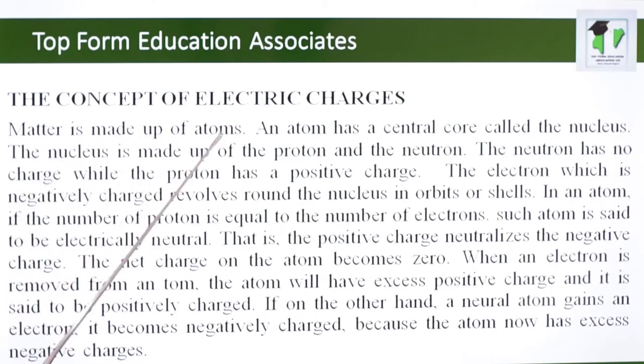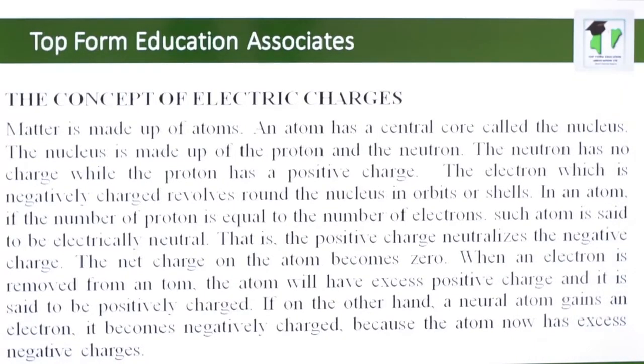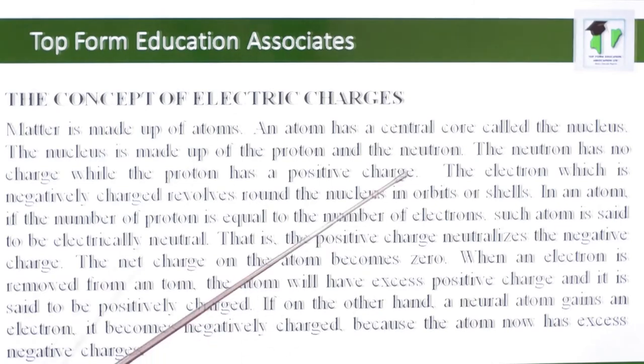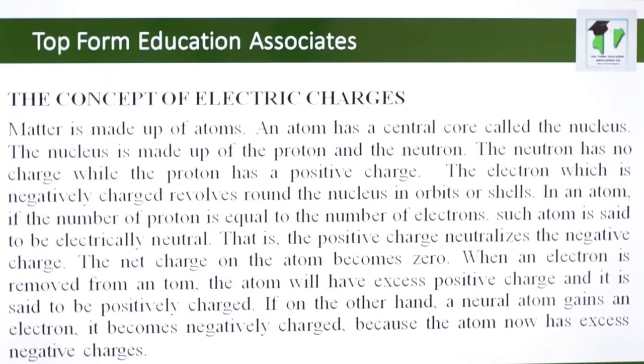The concept of electric charges: matter is made up of atoms. An atom has a central core called the nucleus, meaning that at the center of an atom you have what is called the nucleus. The nucleus is made up of the proton and the neutron. These are found inside the nucleus. The neutron has no charge, while the proton has a positive charge. So we can say that the proton is positively charged. The electron, which is negatively charged, revolves around the nucleus in orbits or shells.